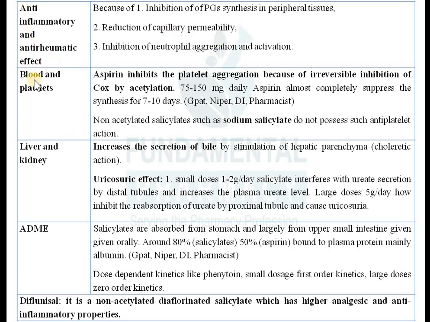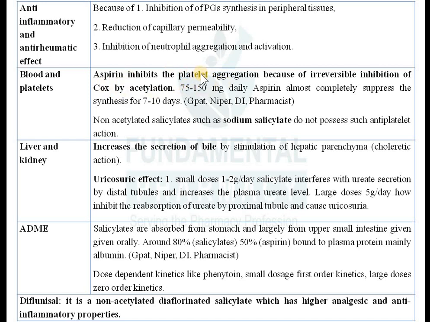Then what is the action of aspirin on blood and platelets? All of you know that aspirin is a blood thinner. It will prevent platelet aggregation. Aspirin inhibits platelet aggregation because it will irreversibly inhibit the COX in the platelet. COX, the cyclooxygenase enzyme, is not present only in other cells, it will be in the platelet also. So inhibition of COX in the platelet will cause prevention of platelet aggregation.